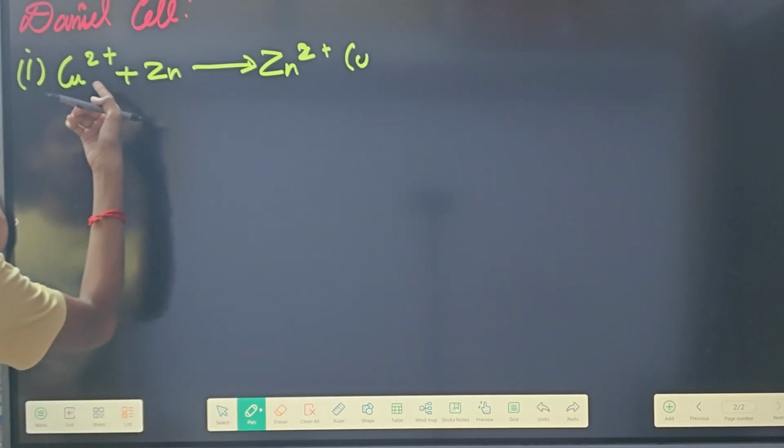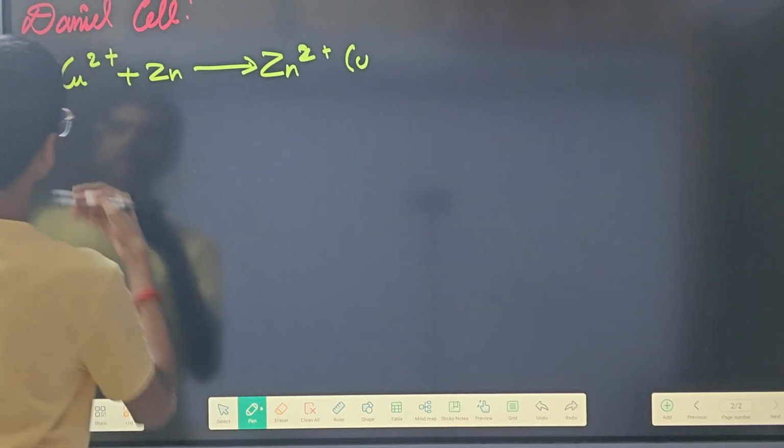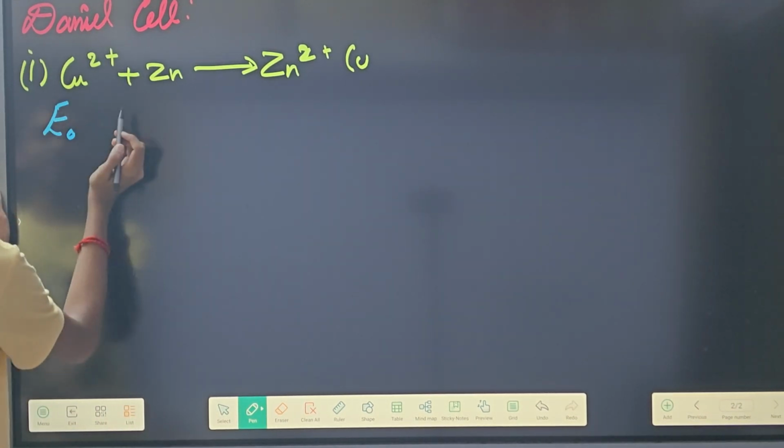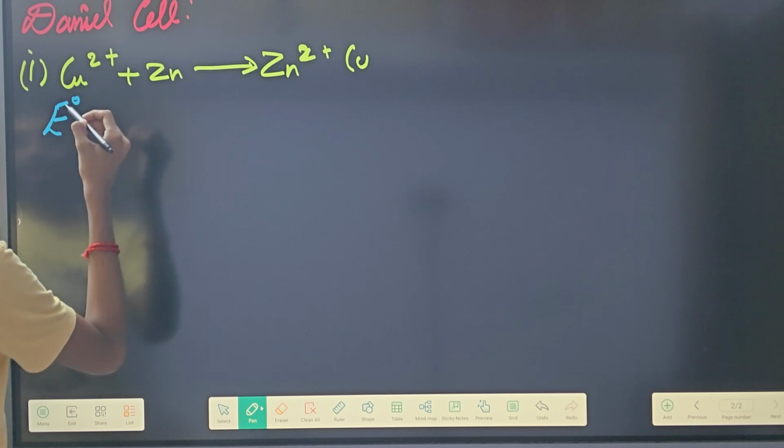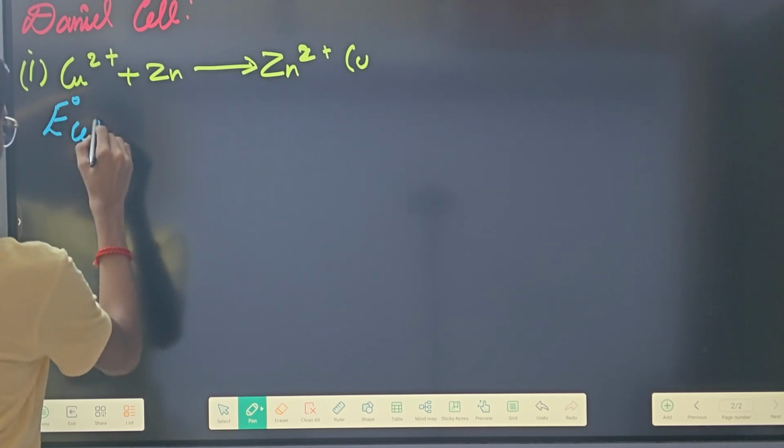For this, what are you going to do? Write the same equation. First, what is the E naught value? This alone I know in my mind. E naught cell.